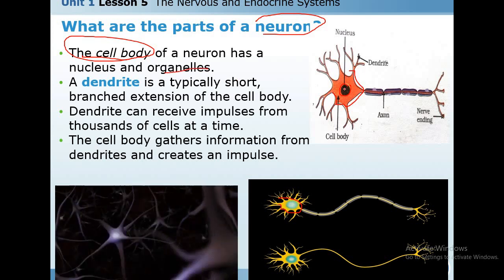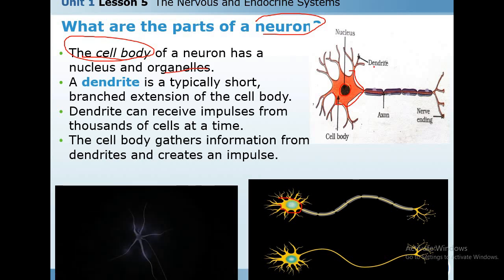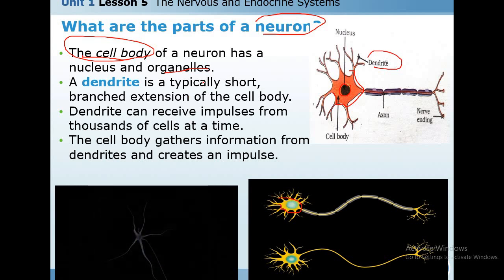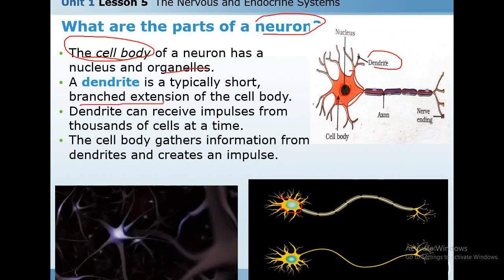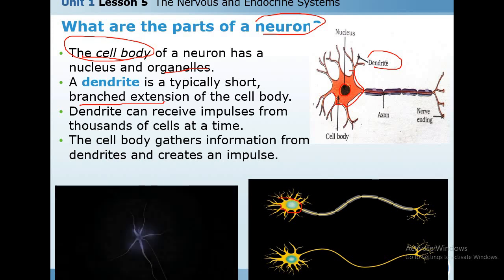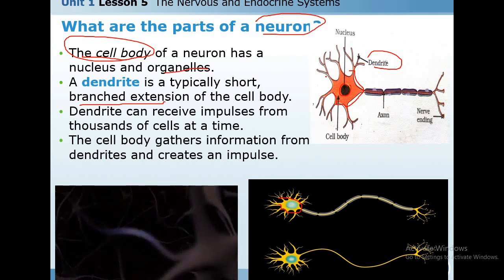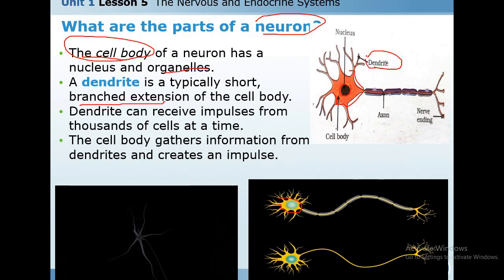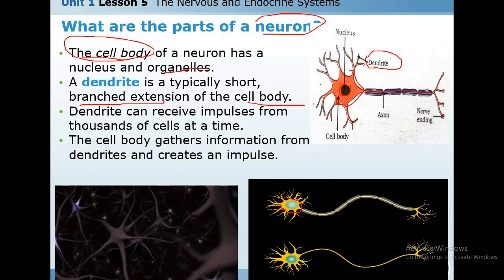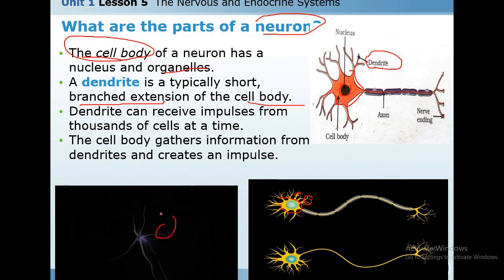The cell body is branched into hair-like structures called dendrites. A dendrite is typically a short, branched extension of the cell body. So the cell body extends into one or two or three or more than four branches. This branch is called a dendrite. Look, this one is called dendrites.